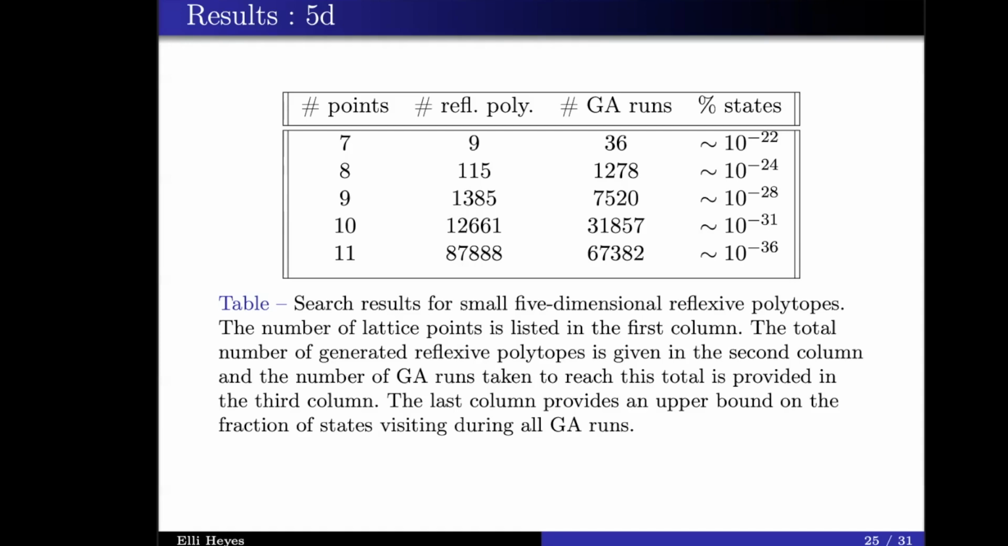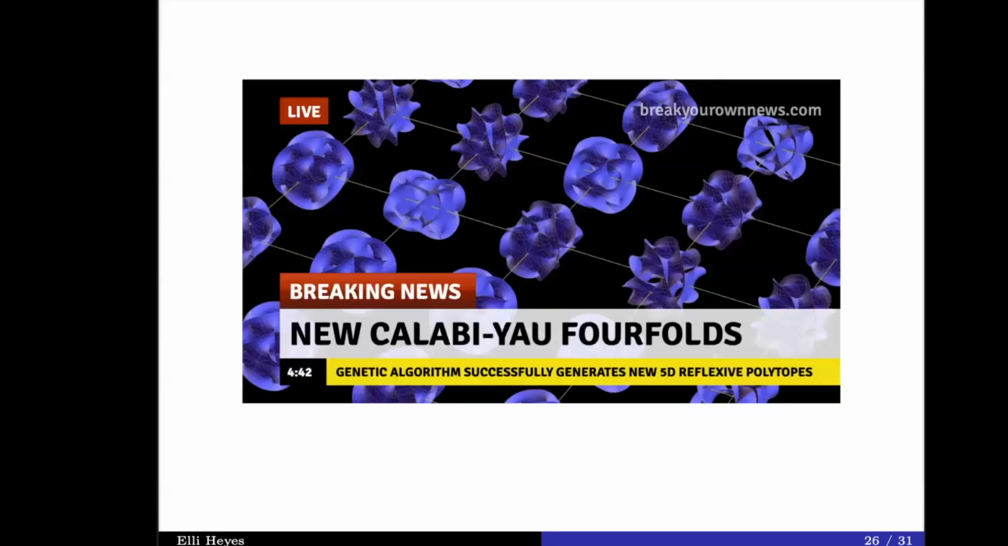So we wanted to compare our polytopes to the ones that already exist and see which ones are new. Our big takeaway message from the project is that yes, some of the polytopes we generated were brand new. So we claim, and it's true, that we generated new Calabi-Yau fourfolds by generating new 5-dimensional reflexive polytopes.